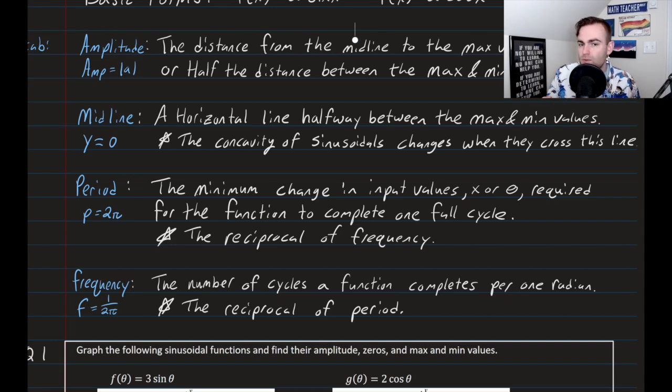Another one of those wave words is frequency. Frequency is how many complete cycles happen within a single radian. That sounds really complicated, but whatever your period is, the frequency is 1 divided by the period. So by default, it would be 1 divided by 2 pi because the period of sine and cosine is 2 pi. Not bad at all.